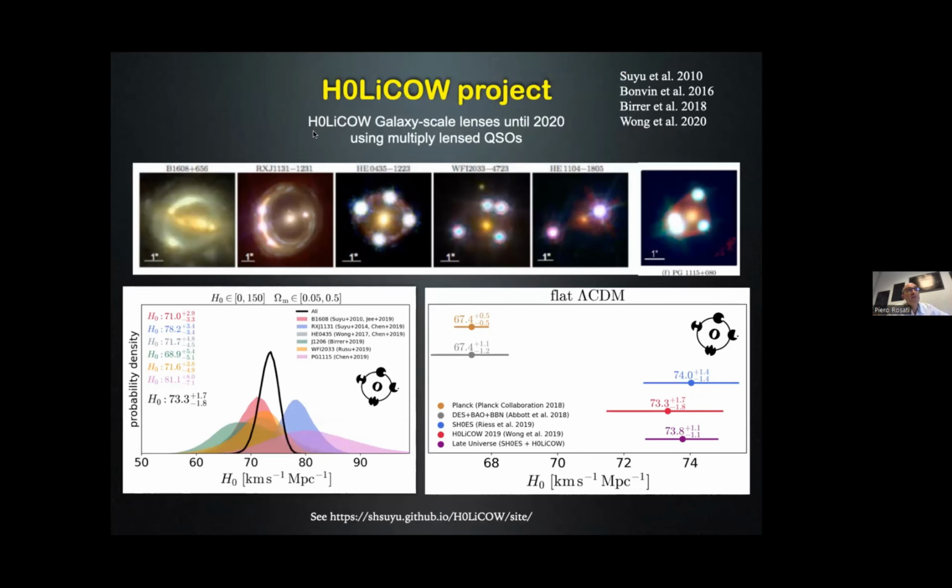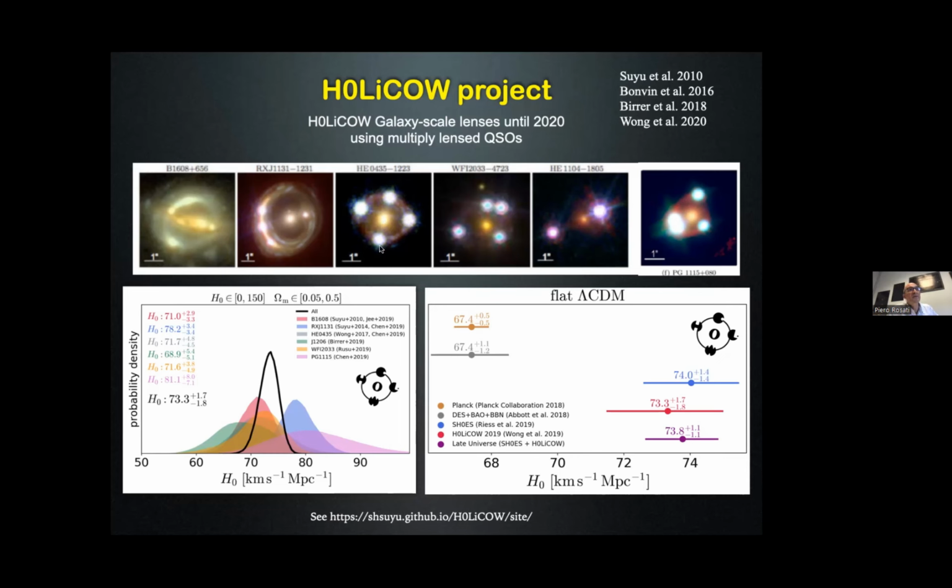There is this well-known H0LiCOW project, which in a way is a third method compared to the two main methods to constrain H0, one being the CMB, the other being the distance scale. And in this case, quasars are used: you see quads and doubles of images of quasars are used to measure H0. Obviously, there's a lot of work that goes into this.